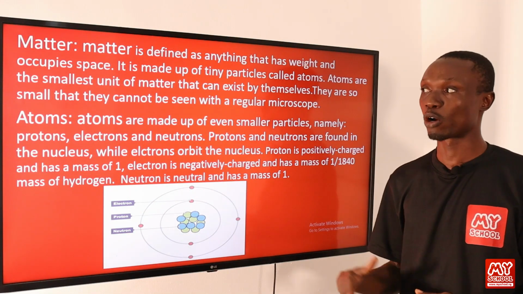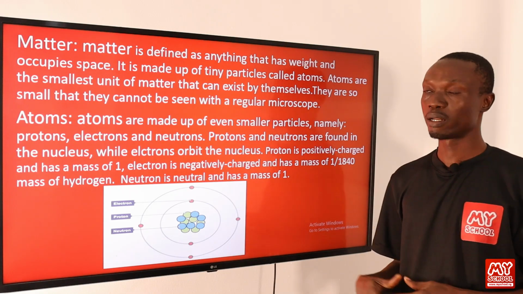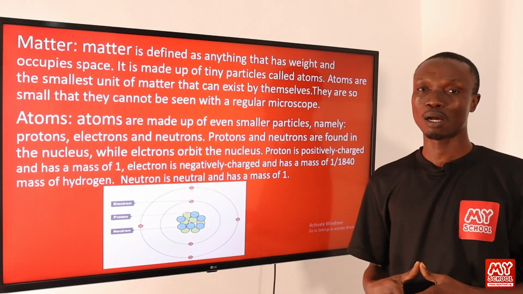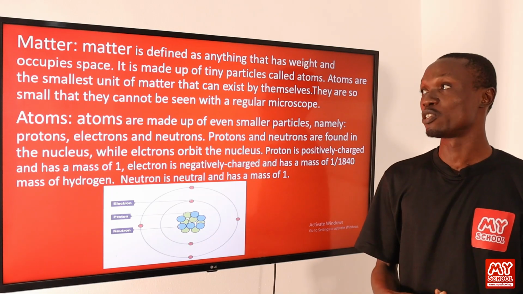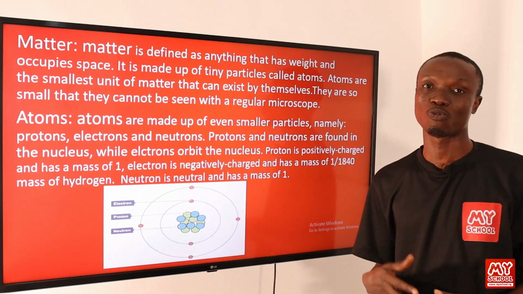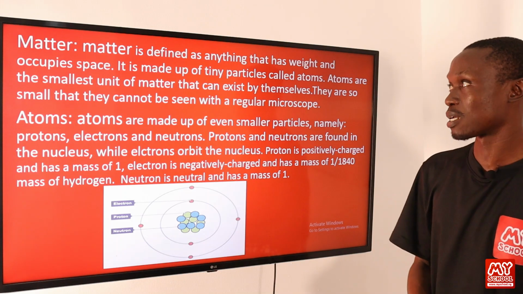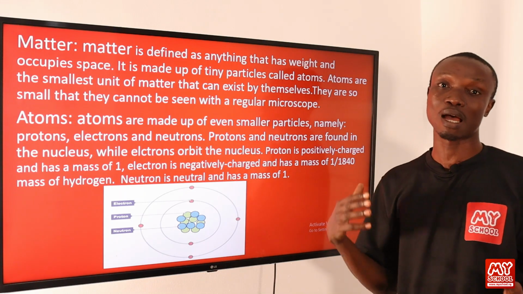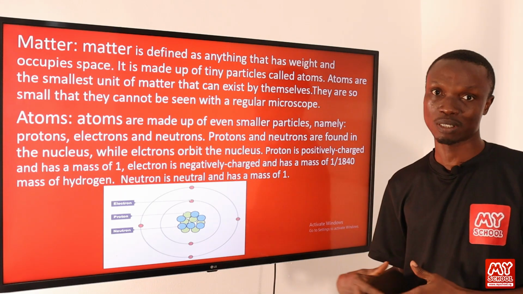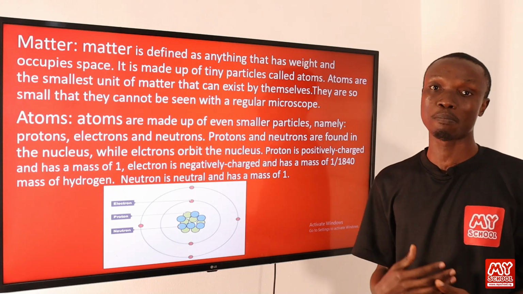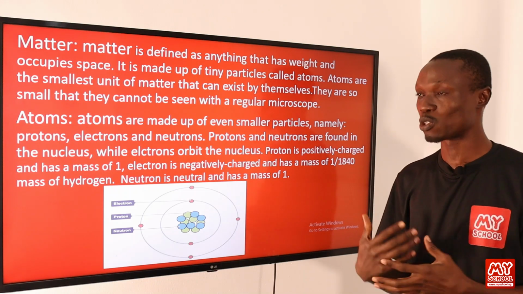So on the first slide, we are going to be discussing matter and the atom. Before we begin, I want to tell us that our environment is made up of matter, so it is necessary for us to know the meaning of matter. Matter is defined as anything that has mass and occupies space. And we should also know that matter is made up of tiny particles called atoms.